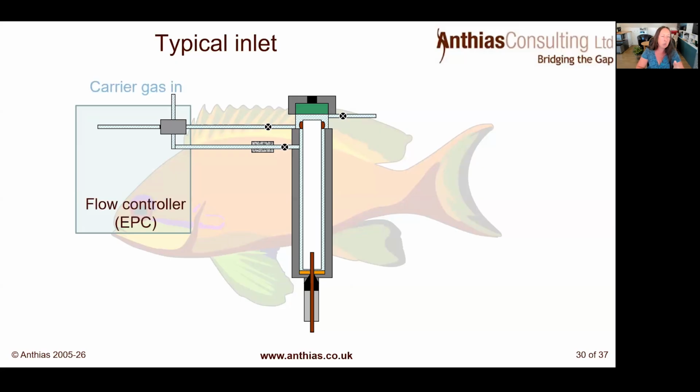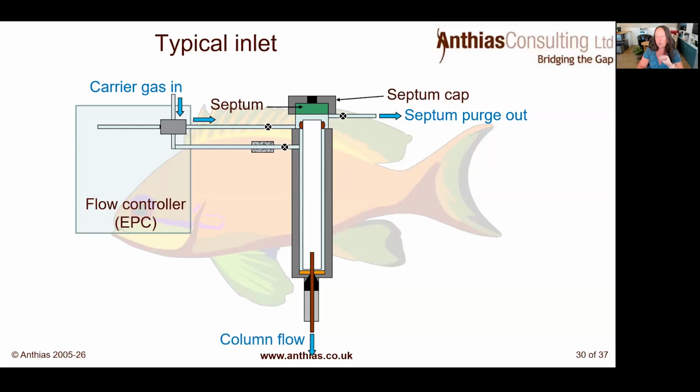So the GC inlet itself is quite complicated. What we have is our electronic pressure control or pulse pressure control or pneumatic pressure control. Different manufacturers have different names, but it's basically where the carrier gas comes in, and that's going to control the pressure and the flows in our GC inlet, and of course the flow through our column as well. So we have our carrier gas coming in, and then going into the inlet. Of course, we have our septum and our septum cap, and we have our septum purge going out. We then have our column flow going out at the bottom, and we have our split flow going out of the side.